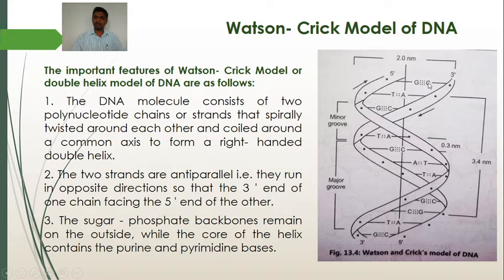So the bases, which are the flat molecules, more popularly the nitrogen bases. The nitrogen bases are flat molecules. They face inwards towards the center and are arranged like a neat pile of coins. So the sugar phosphate backbone remains on the outside, while the core or the central portion of the helix contains the purine and pyrimidine bases, that is adenine, guanine, cytosine and thymine.